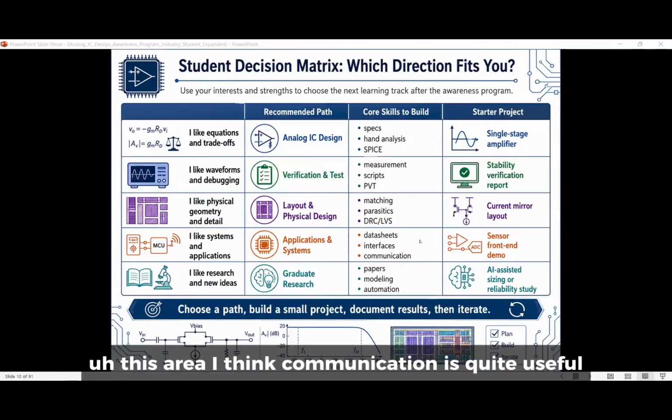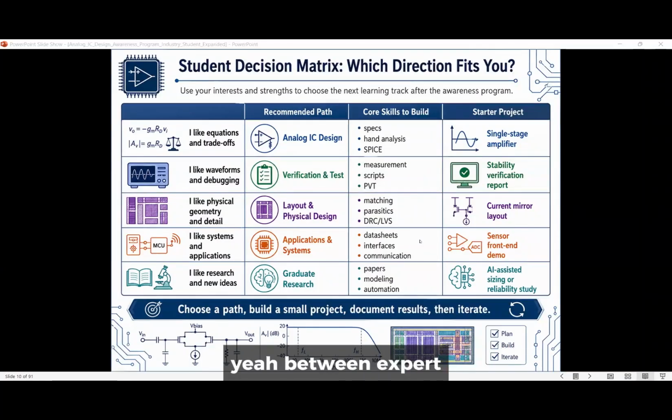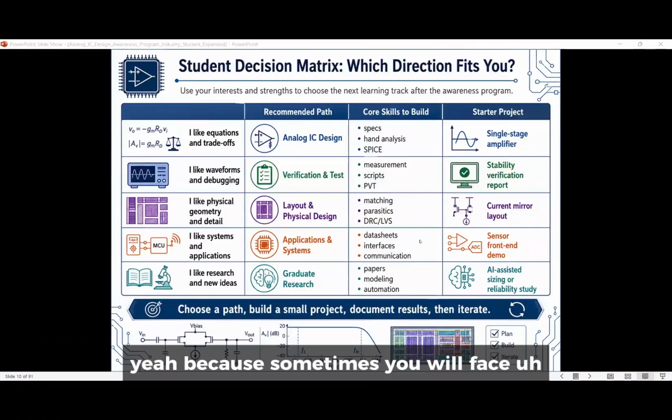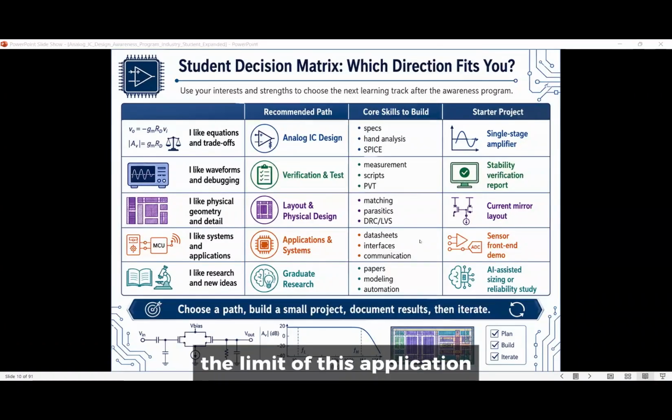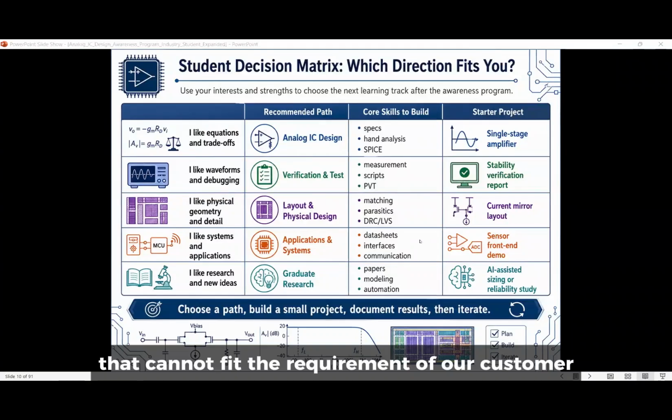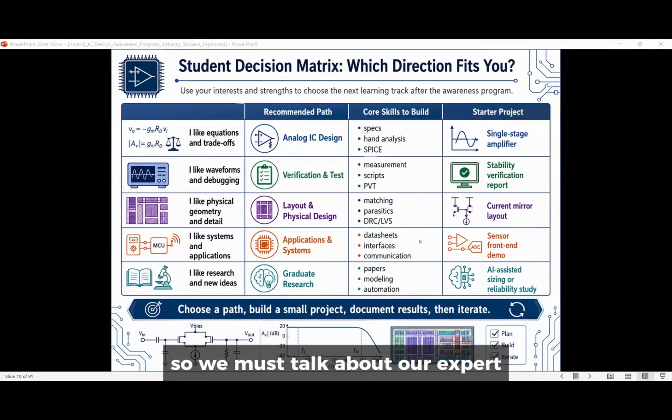For this area, I think communication is quite useful, between experts. Sometimes you will face a limit of the application that cannot fit the requirement of our customer. So we must talk to our expert: can we sacrifice something?